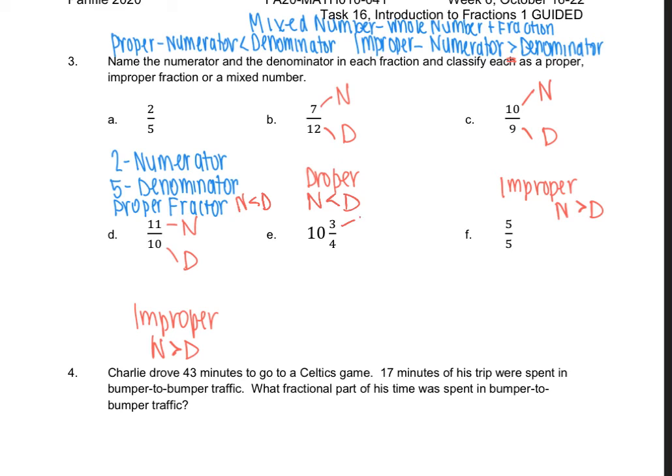Here is our numerator. Here is our denominator. That 10 doesn't count for anything. That 10 is the whole number, and because we have a whole number, that means we have a mixed number. And mixed number is exactly what it sounds like. It's a whole number and a fraction.